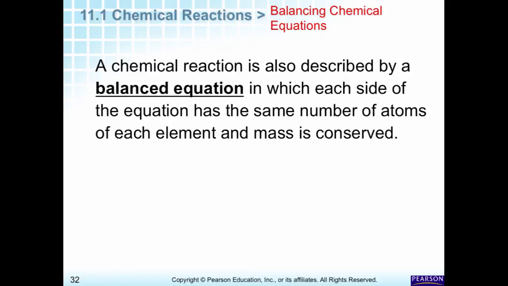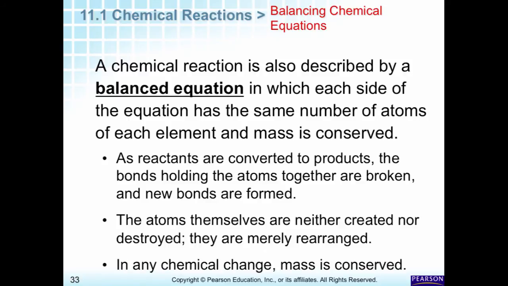So there is a statement that basically agrees with the law of conservation of mass. If you look right here, there it is. Mass is conserved. So in a balanced chemical equation, each side of the equation has the same number of atoms of each element, and mass is conserved. That's what must occur in a reaction. What happens in a chemical reaction? In a chemical reaction, the bonds holding the atoms together are broken.